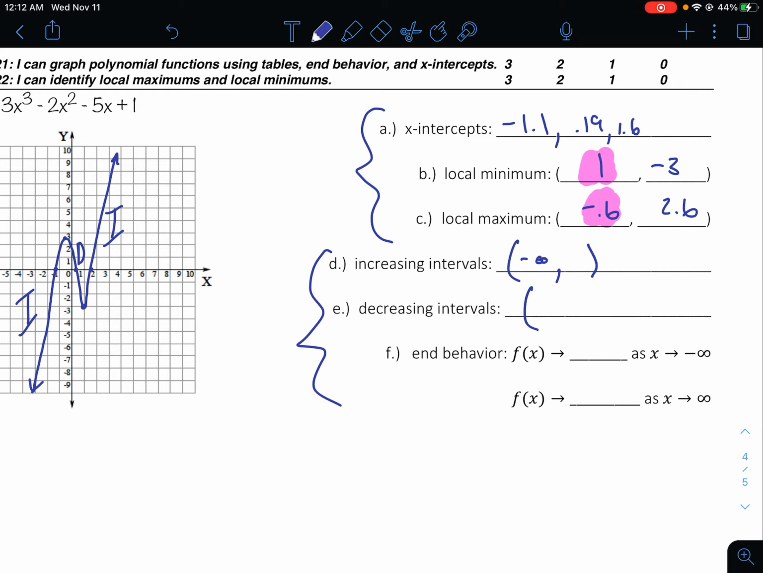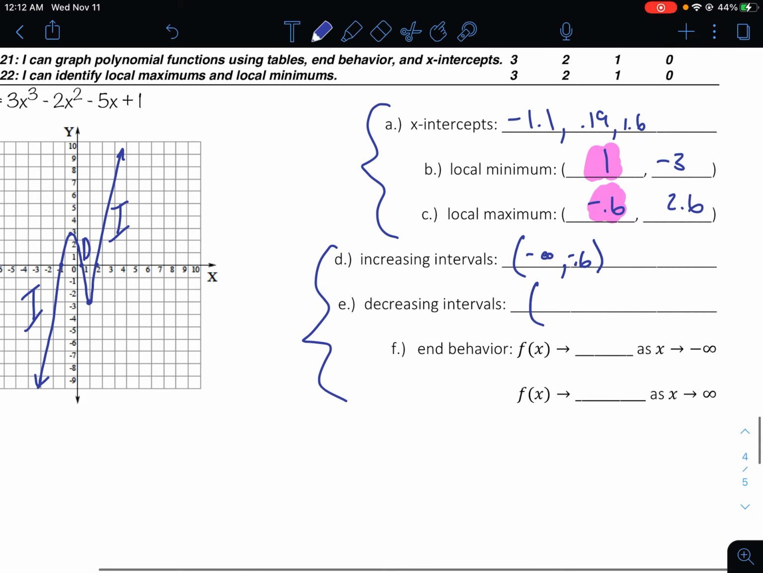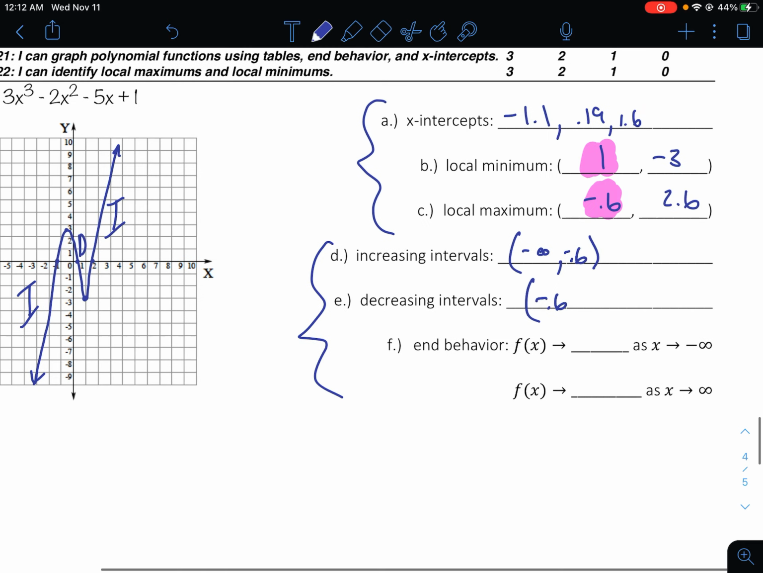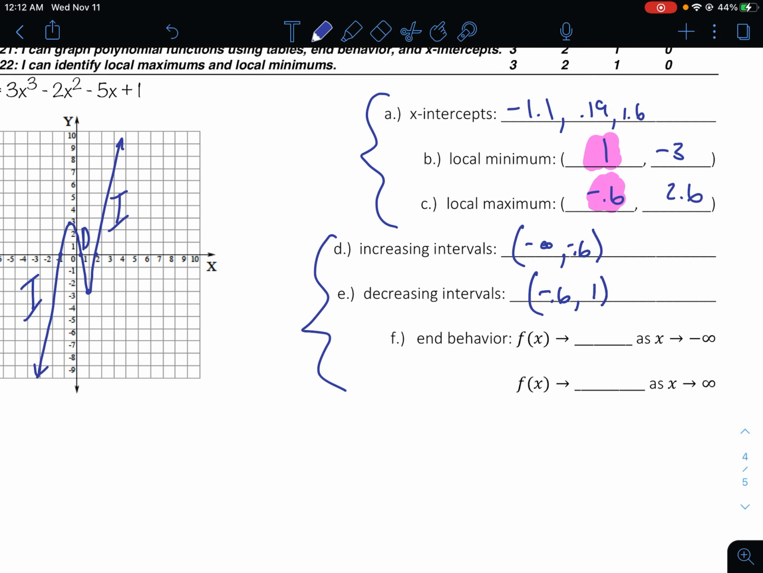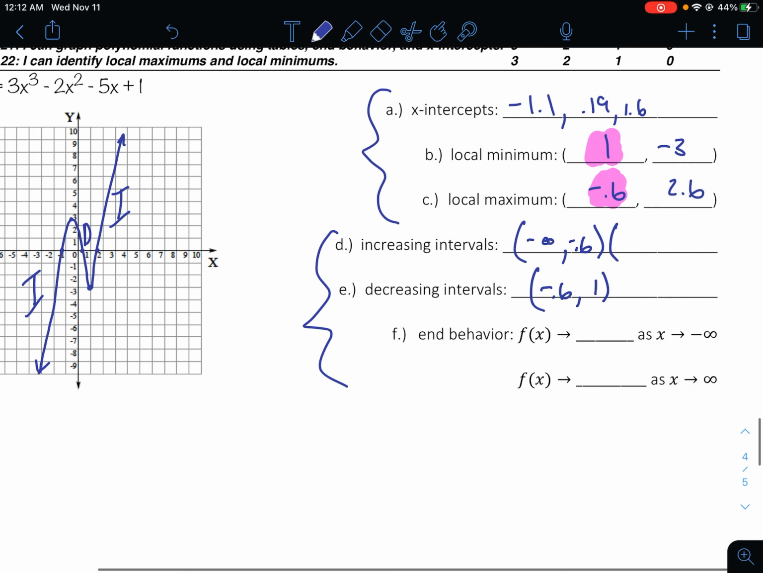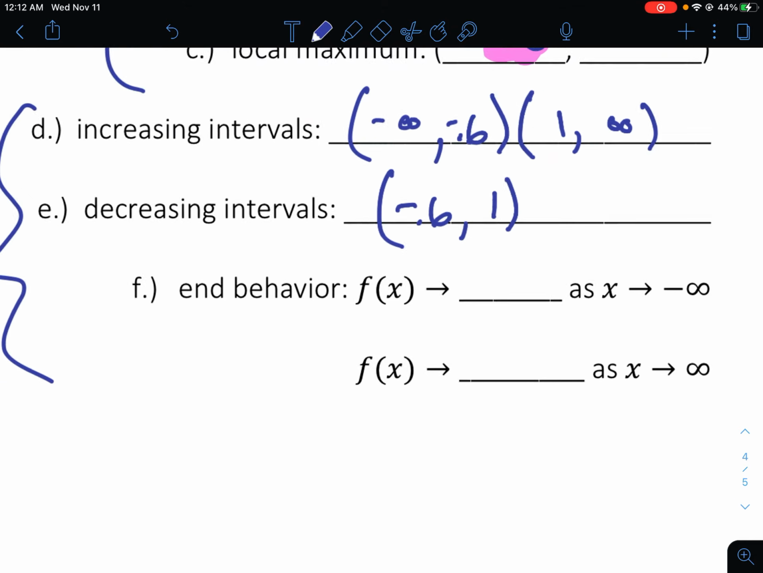So the local maximum is actually negative 0.6. So this is negative 0.6 that goes there. And then the decreasing interval starts from that negative 0.6 and goes to the local minimum x value, which is 1. But then we have a period of increasing. And so that increasing starts at the local minimum, so right here, and goes to who knows where, but we do know that it goes on forever to positive infinity. So write that here, that it starts at 1 and goes forever in the positive direction to infinity. And that's how we do intervals.